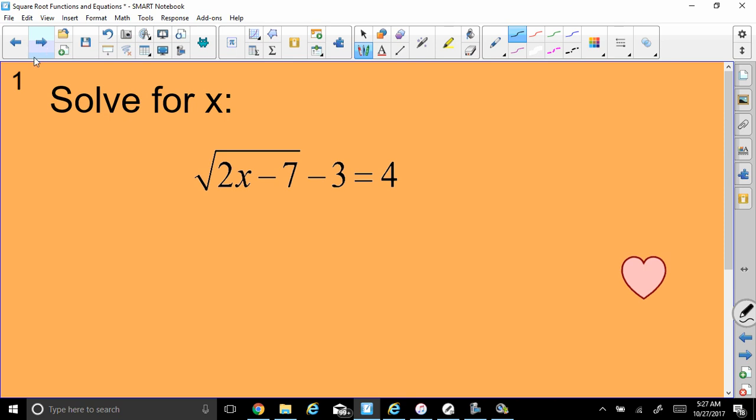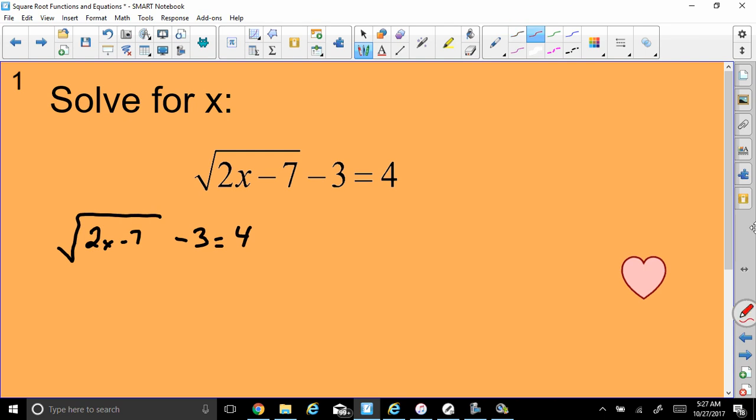So here's our first question. Solve for x. The square root of 2x minus 7 under the radical sign, then we have a minus 3 equal 4. So let's write that again underneath it. 2x minus 7, that is under the square root. We got a minus 3 equals 4.